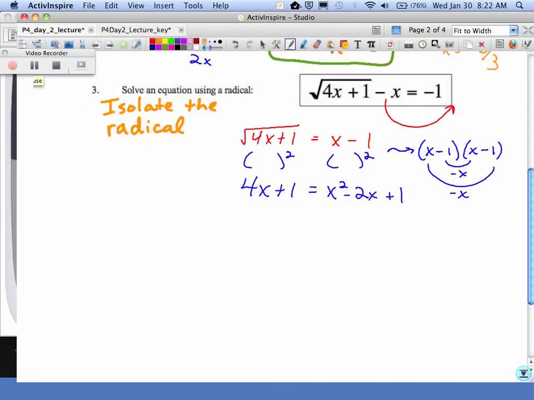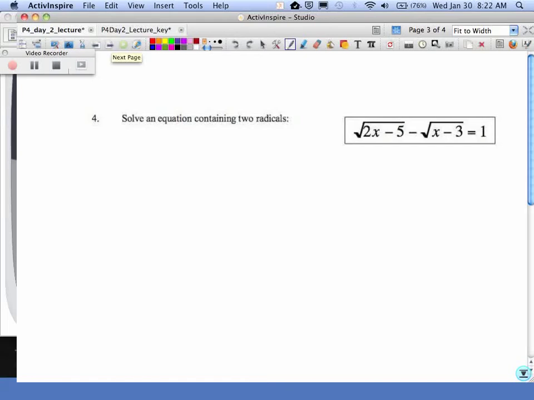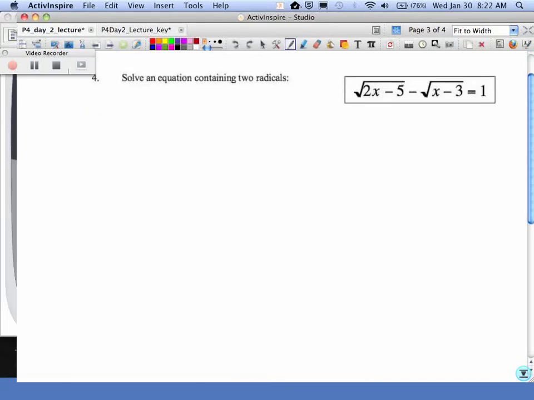Oh, look, lucky us. This one has 2 radicals in it. So when there are 2 of them, you will isolate one of them to start. So let's just take the negative one and send it to the other side. So we're going to have 2x minus 5 is equal to 1 plus square root of x minus 3.